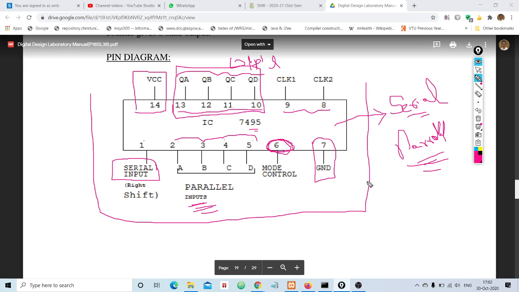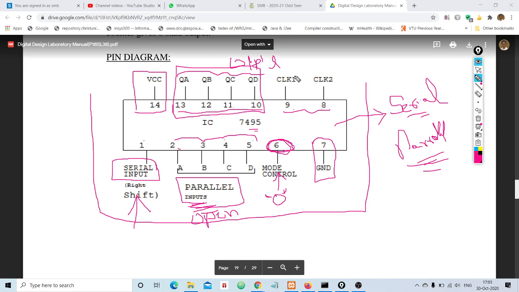If you want to use this IC for serial mode of operation, then you need to supply input through pin number 1, I mean through serial input only, and in those cases parallel inputs will be left open. I mean we will not use pin number 2, 3, 4 and 5, right? And interestingly, for the mode control pin, you need to supply 0 as an input. Okay, because when you supply 0 as an input to the mode control pin, then this IC will work in serial mode of operation. Clear? And you will get output at 13, 12, 11, 10 only.